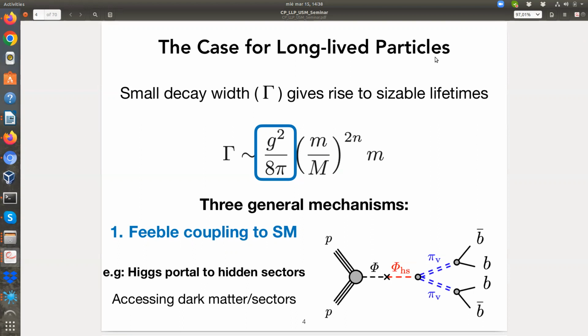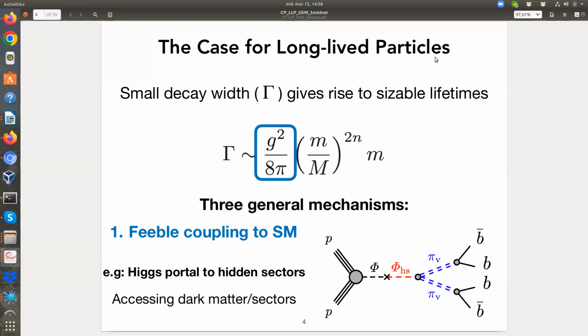Typically in these hidden sectors, there's a dark QCD in there, and there are hadronization and glueballs and everything. But in this case, we just take the lightest of the states. So this one cannot decay to other dark states. So the only way to decay back to see it in the detector is through the Higgs back to a BB bar pair.